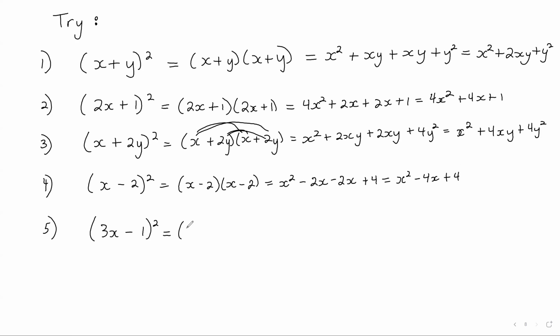3x minus 1 all to be squared will be 3x minus 1 times 3x minus 1. So that gives me 3x times 3x, which is 9x squared. 3x times minus 1 is minus 3x, and then minus 1 times 3x, which is minus 3x, and minus 1 times minus 1 is plus 1. So the final answer will be 9x squared minus 6x plus 1.